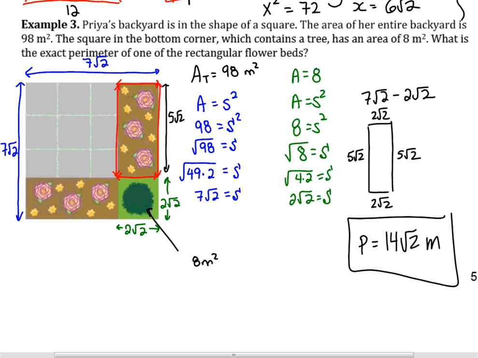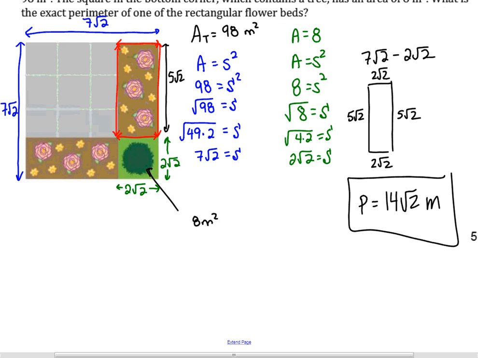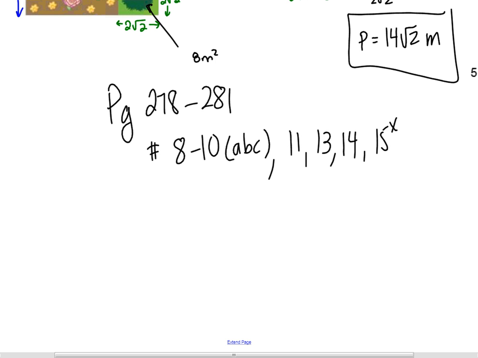Okay, I didn't do that one, question number 3. Do you feel like I should do that one? No. You're good? You don't want to? Okay. All right, so textbook, same textbook pages as yesterday. Different questions. So numbers 8 to 10 are ABC. 11, 13, 14, 15 is optional. Okay? So, thought we'd have more time than we did. But we did.